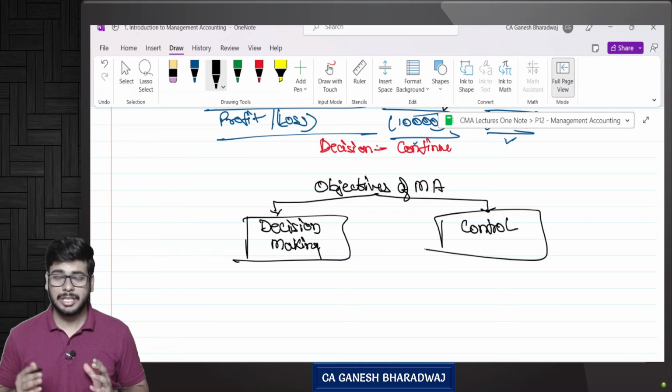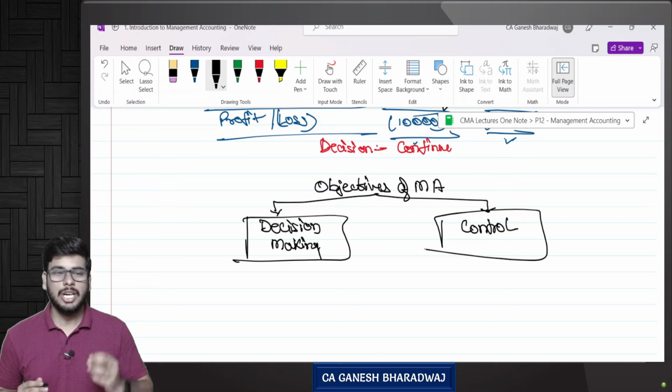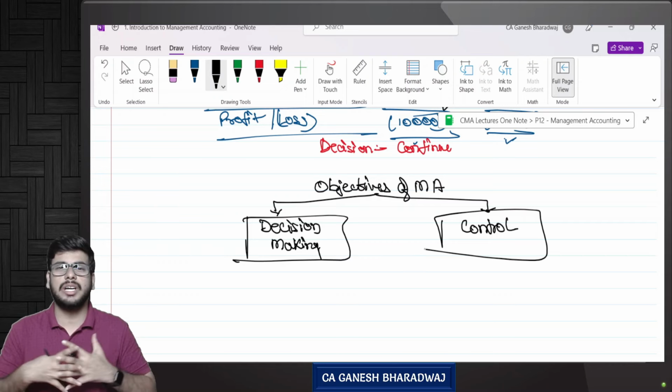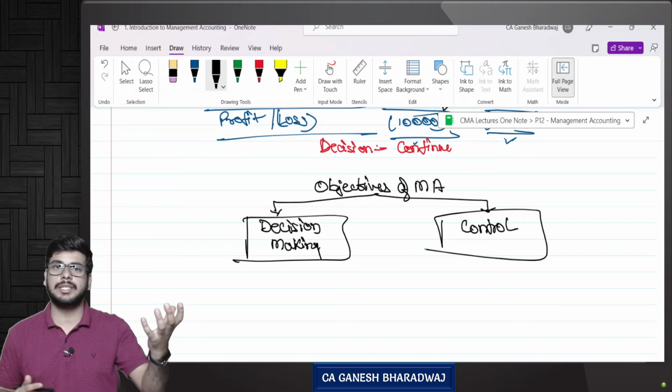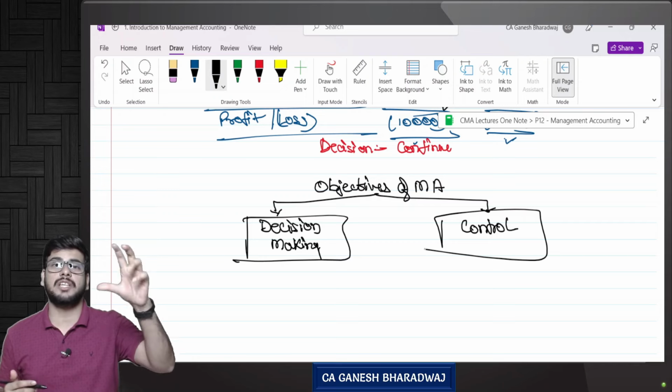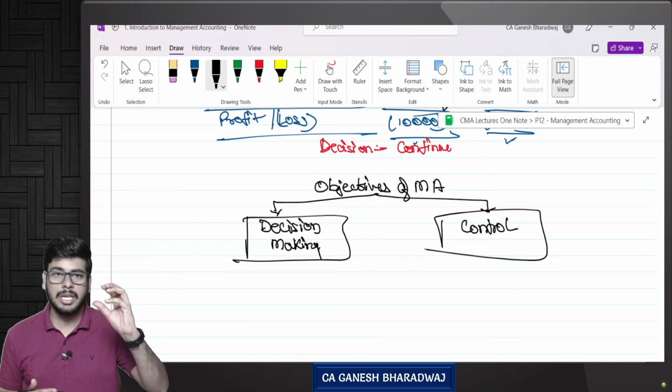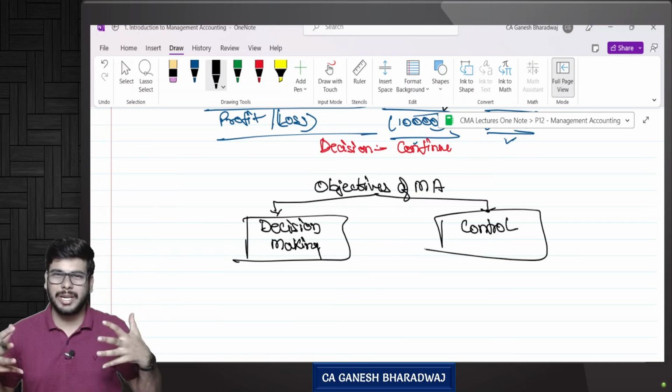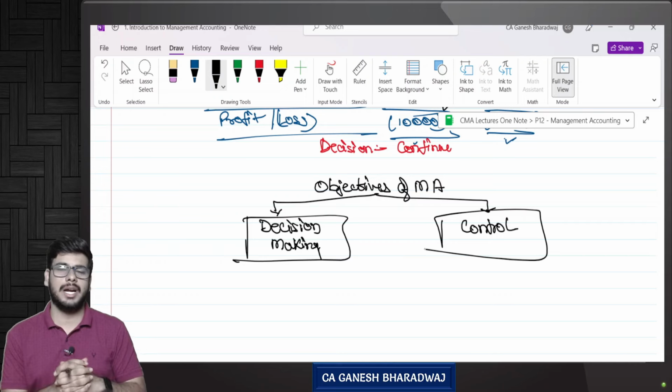Are you clear with this? So technically, cost accounting and management accounting are hugely interlinked. That's why in the earlier version of the syllabus 2016, they had a single paper called cost and management accounting for 50 marks. They generally go hand in hand. They are very, very interlinked.